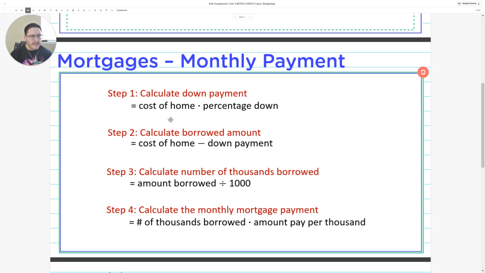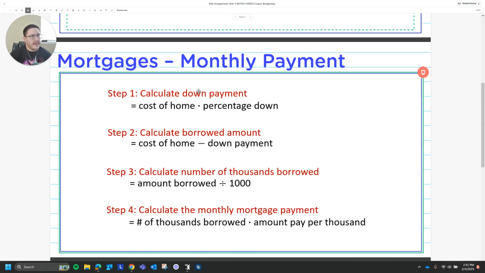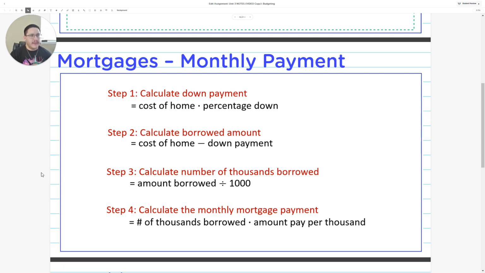So this may not make sense right now, but I'm going to go through the steps and then we'll go through the example right after. Step 1, calculate the down payment, which is the cost of the home times the percentage down. If you don't know what a down payment is, a down payment is essentially a payment that you make up front that actually takes off from the total price of the house. And then you will finance the rest of it through a bank or some other way.